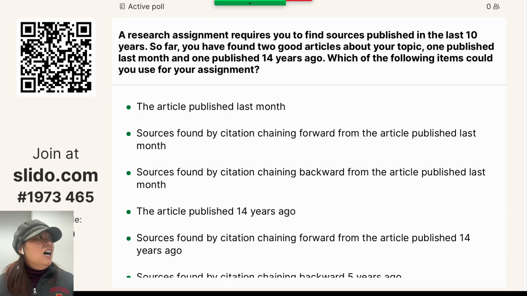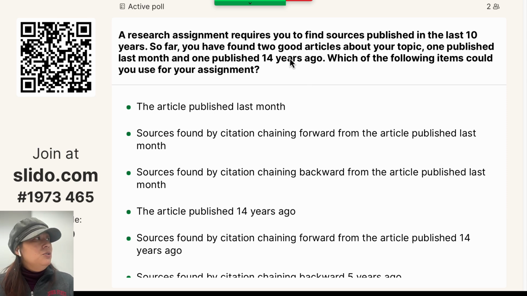Here's the next one. A research assignment requires you to find sources published in the last 10 years. So far, you've found 2 good articles on your topic, one published in the last month and one published 14 years ago. Which of the following items could you use for your assignment? So I'm going to break this down really quickly, because this is something that you will most likely encounter when you're doing research. You have your research topic.